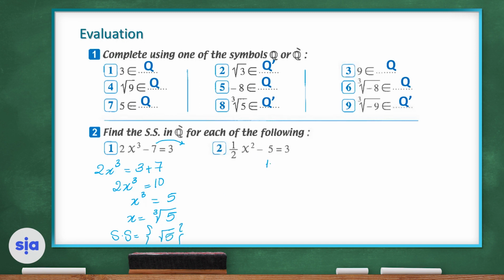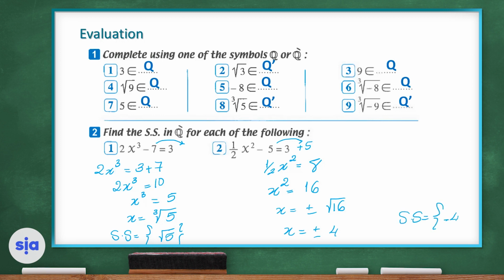Question 2, half x squared equals 3 plus 5, which is 8. So x squared equals 16. Then x equals positive or negative square root of 16. Then x equals positive or negative 4. So the solution set is negative 4 and positive 4.